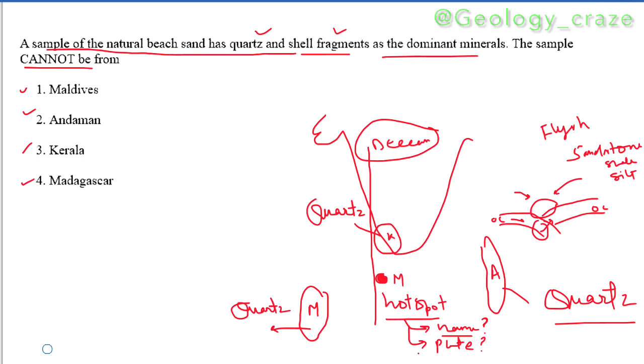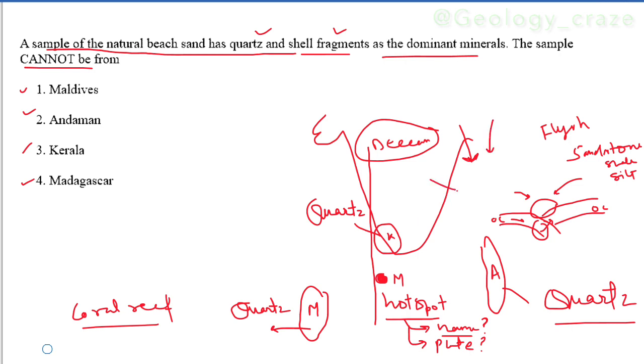Now from these, I will add one more point: coral reefs. Where do we get coral reefs? If you know, coral reefs need clear water and a particular range of temperature. If we look at the Andaman part, we are getting sediment supply from the Ganga and Brahmaputra.